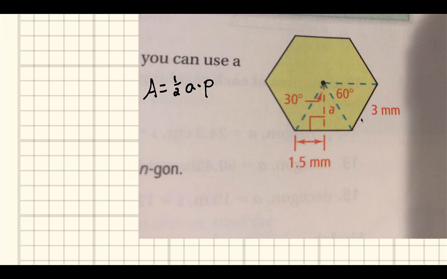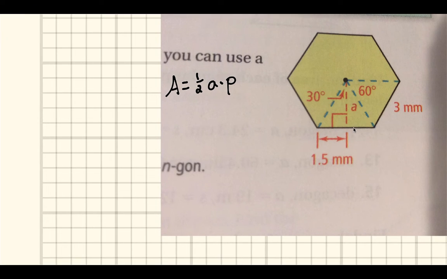So if they give me a side length, that's 3. How many sides do I have? I have 1, 2, 3, 4, 5, and 6. So we can find perimeter right off the bat and do 3 times 6. And that should give me an 18. Okay, 18 millimeters. Again, why is it 18? Side length is 3. We have 6 of them. That's going to give me my perimeter.